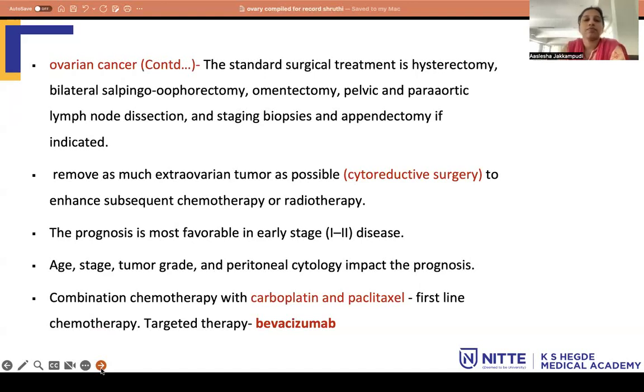And also some other factors like age, stage, tumor grade, and peritoneal cytology, whether it is positive, will impact the prognosis. In chemotherapy, the most commonly used drugs are carboplatin and paclitaxel. They are the first-line chemotherapeutic agents. They can also take targeted therapy. The targeted therapy drug is bevacizumab.